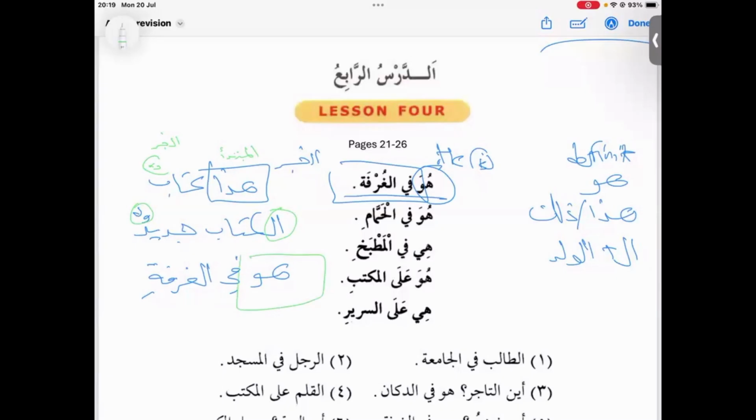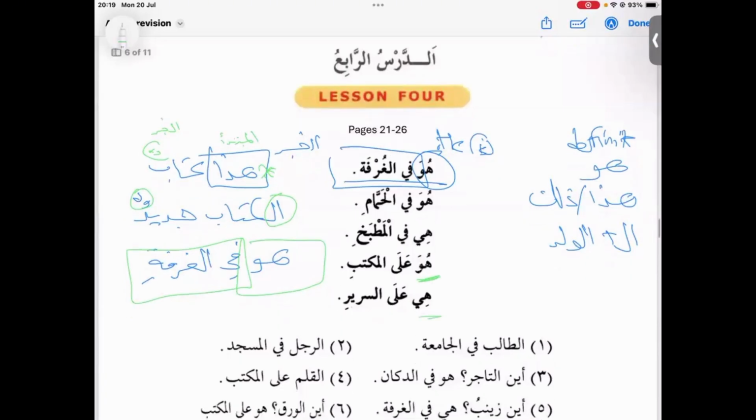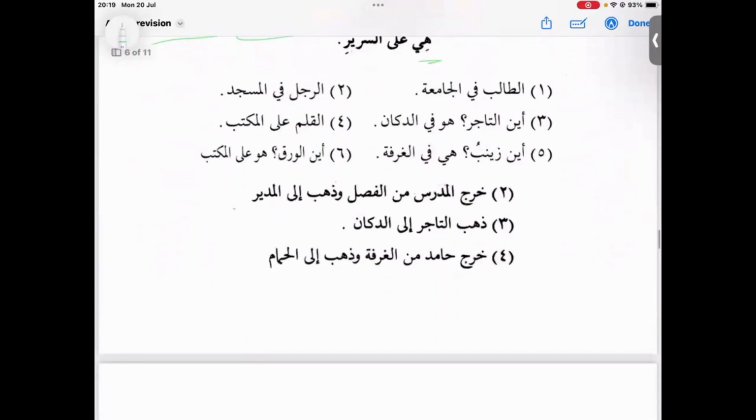Pronouns are always definite. Asma'ul ishara, demonstrative pronouns, are always definite. Words with Allah are always definite. Names of people, Zaydun, Khalidun, Hishamun, are always definite. Huwa fil ghurfati. Fil ghurfati is the khabar. He is in the room. Huwa fil hammami, he is in the shower. Hiya fil matbakhi, she is in the kitchen. Huwa ala al-maktabi, it is on the desk. Here, it is ala as-sariri, on the bed. So those are all examples using pronouns.